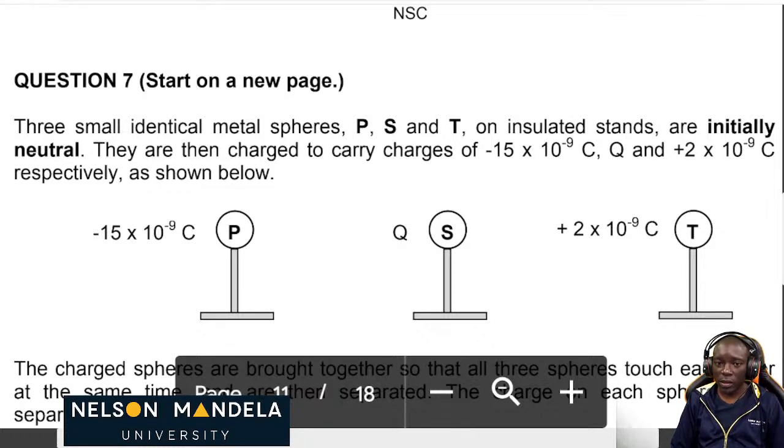Initially the spheres are charged such that P carries a charge of negative 15 times 10 to the minus 9 coulombs. That's the unit of charge, the coulomb. And Q is an unknown charge on sphere S. And metal sphere T has got a positive charge of magnitude 2 times 10 to the minus 9 coulombs.